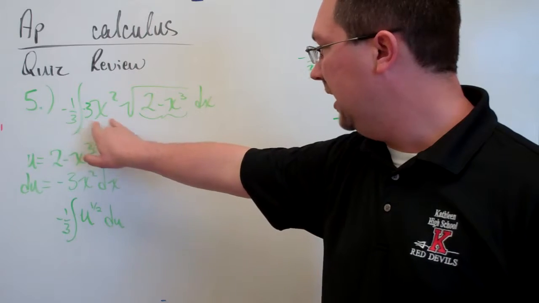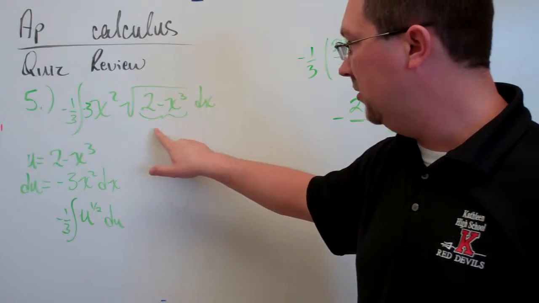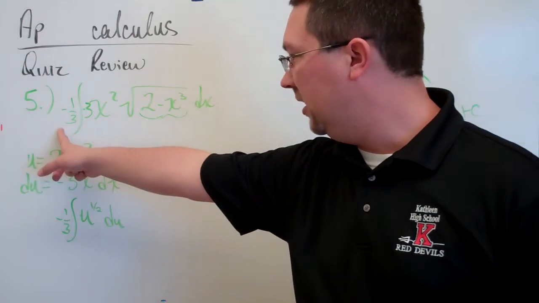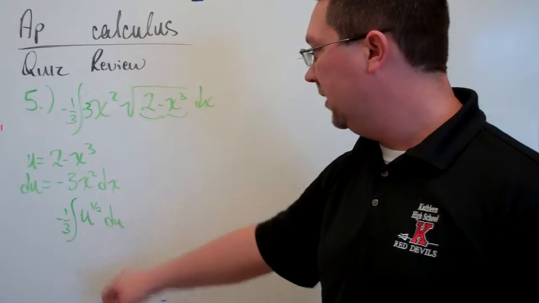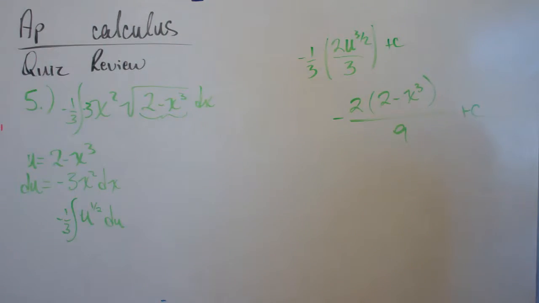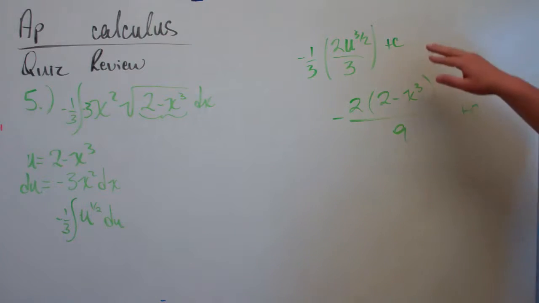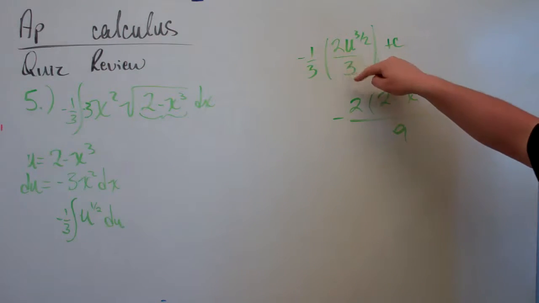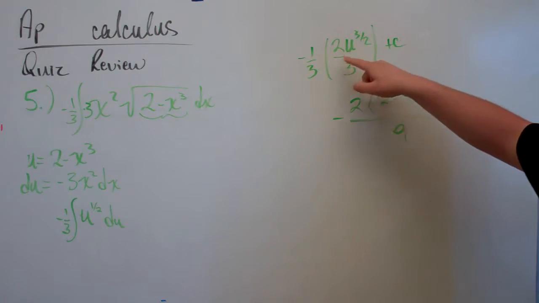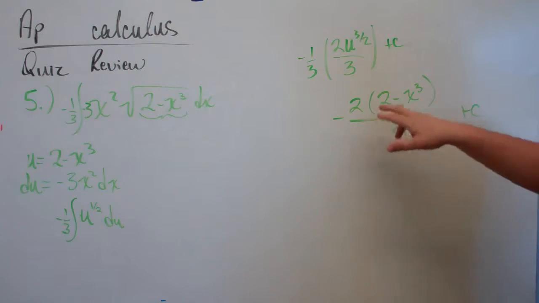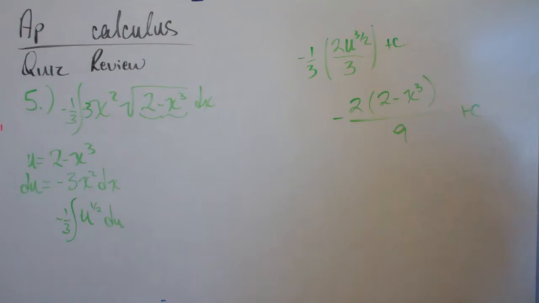Well, I have most of it. I have the x squared. So that's how you know that's u. We had to put in the -3, so we had to put in the -1/3 here. So it became -1/3 the integral of u to the 1/2 du. Take the antiderivative of that, that becomes 2/3 u to the 3/2 times -1/3 plus c. And then substitute back in for u, and I also combined the fraction into one fraction. Alright, so that's it for number 5.